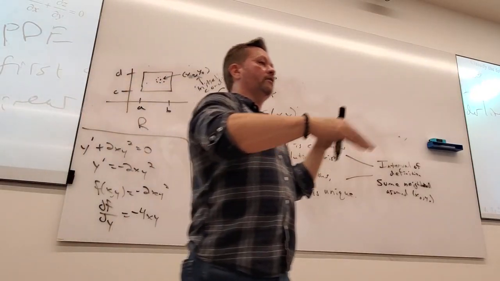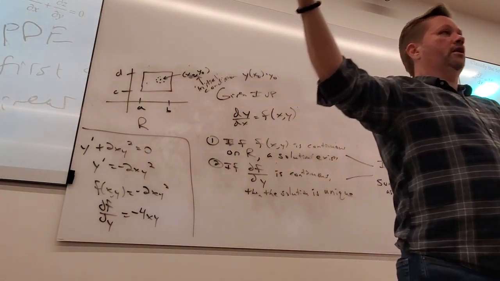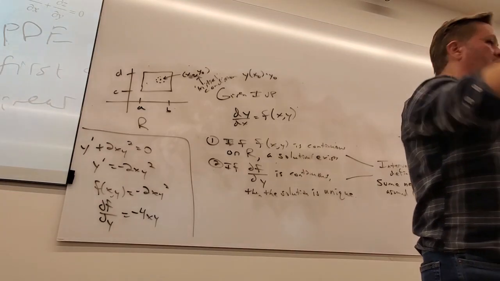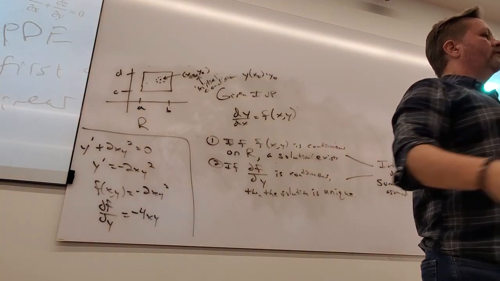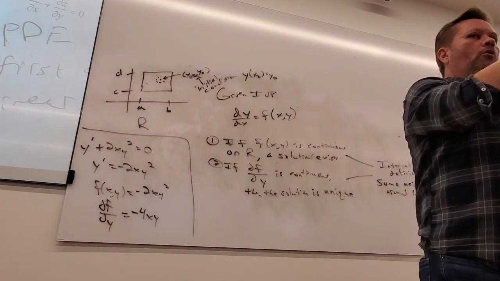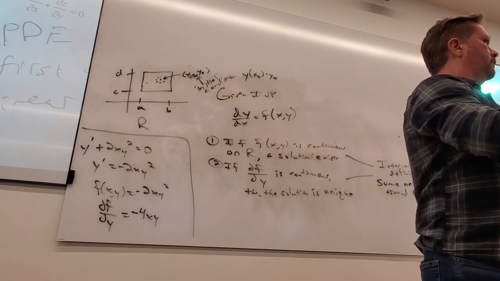If either one of those fails, the theorem's like, I don't know. Anything can happen. You can get an infinite number of solutions, you can get no solution. I have no idea. This theorem just says, if both of these are true, you're going to get one solution that's unique.